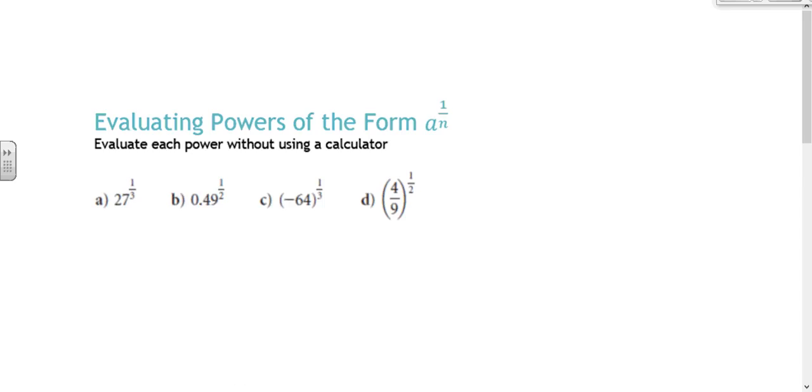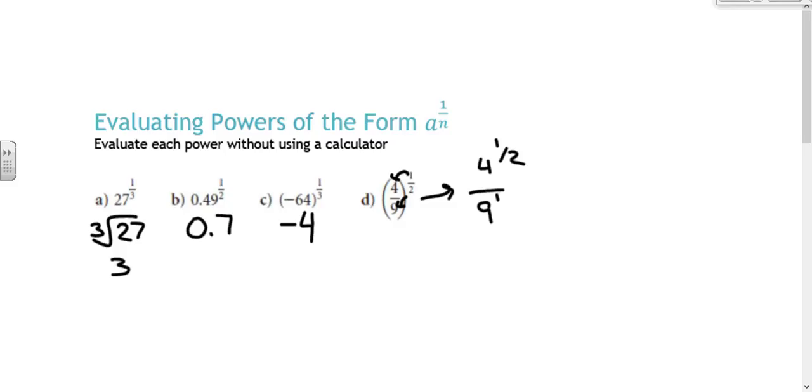We can evaluate these powers without a calculator, which is totally possible, by the way. Now that we know that 27 to the 1/3 is really the third root of 27, we know that should be 3. The square root of 0.49 should just be 0.7. The cube root of -64 should just be -4. And please remember this from grade 9 math, the power should distribute to each of these terms. So it's 4 to the 1/2 over 9 to the 1/2, which is the same thing as saying 2/3.